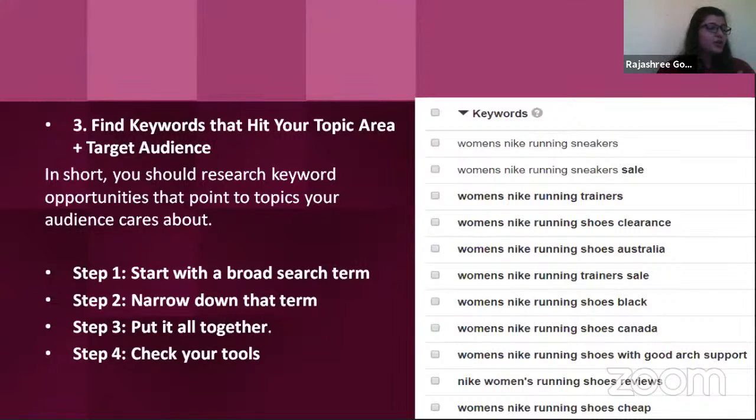Number three, put it all together. You should be able to come up with a rough list of ideas to look into further using a keyword research tool. For example, for my broad keywords, I come up with a list like women Nike running shoes, which is one of my best sellers.